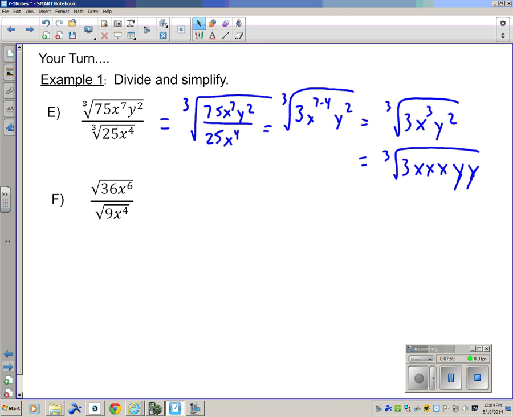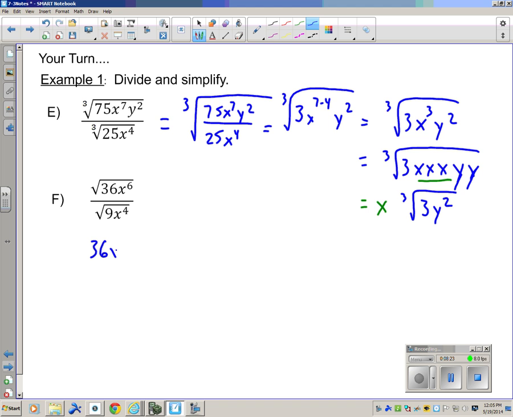So looking for groupings of 3. So there's one grouping of 3, so I can pull the x out. And I'm left with the 3rd root of 3, and I'm going to put the y's back together because there's not a grouping of 3 of those either. So I get x times the 3rd root of 3 times y to the 2nd. And then letter F here, I could do the same thing.